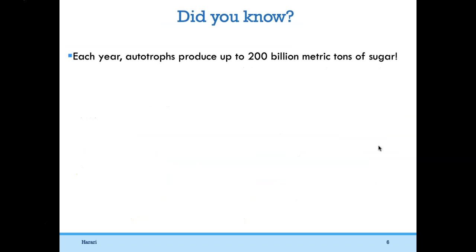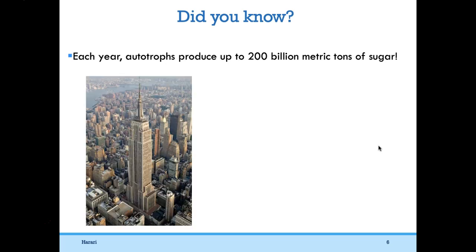So here's a little fun fact, just to see how effective photosynthesis is. Each year, autotrophs on Earth produce up to 200 billion tons of sugar. That's impossible to conceive. To try to make it a little easier, imagine a whole Empire State Building made of sugar cubes. So try to just visualize that. This entire skyscraper just made of sugar cubes.